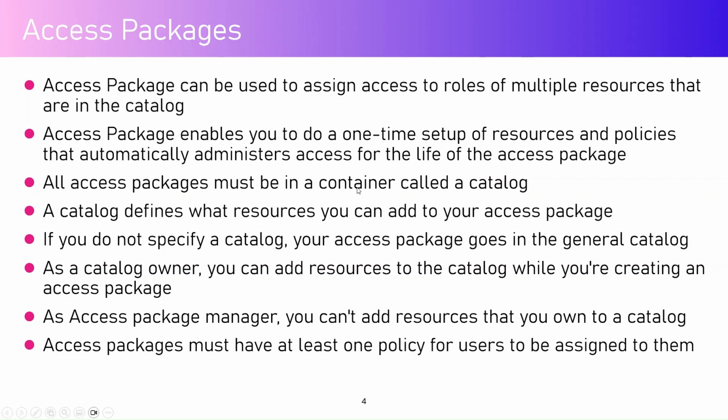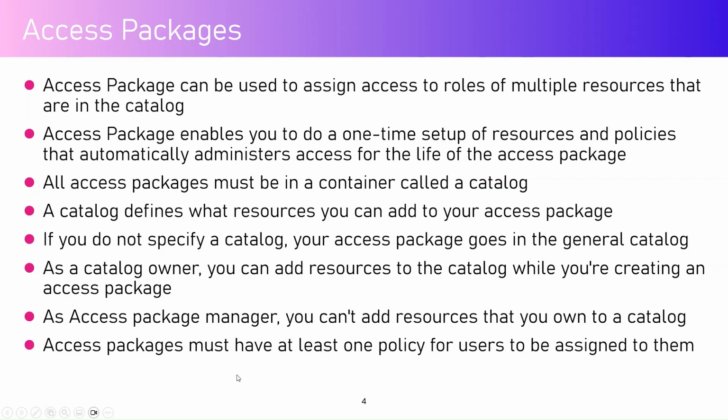Now, all access packages must be in a container called a catalog. A catalog is basically a container. It defines what resources you can add to your access packages. If you do not specify a catalog, then it will go into the General catalog. As a catalog owner, you can add resources to the catalog while creating an access package as well. So either you can create a catalog independently or you can create it while creating an access package. I'm going to demonstrate that as well. As an access package manager, you can't add resources that you own to a catalog. That is one thing you need to keep in mind.